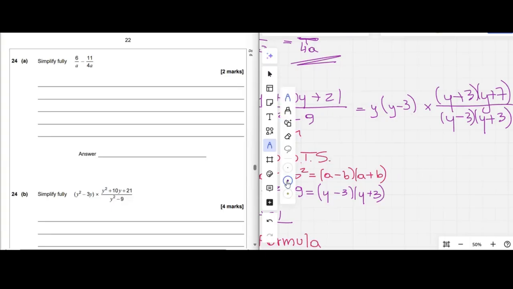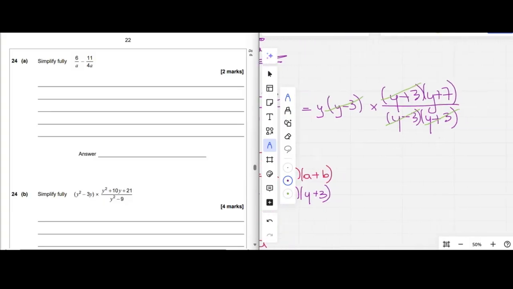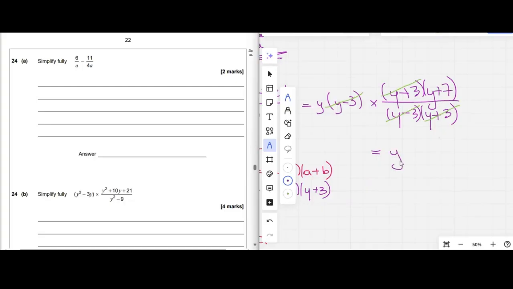And thanks to that, we can cancel a few things. Y plus 3 there and y plus 3 there. Y minus 3 there and y minus 3 there. So we will have y times y plus 7.